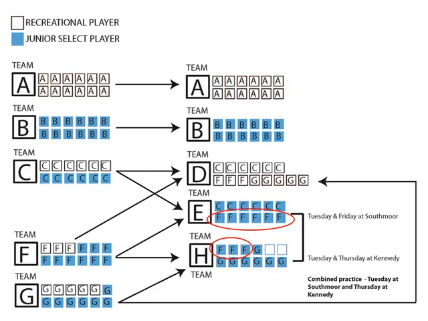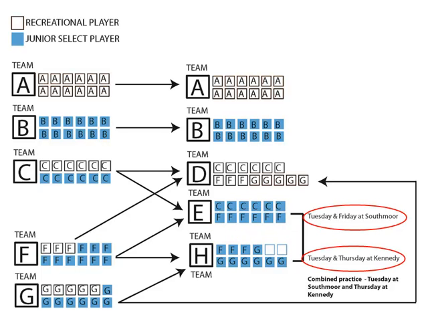Now we can talk about how we came up with training days. So let's say Team E was mostly practicing on Tuesdays and Fridays at Southmore. Team H was mostly practicing Tuesdays and Thursdays at Kennedy. We'll have each team meet in the middle, and their combined practice for this example would be Tuesdays at Southmore and Thursdays at Kennedy. So each team will have to meet in the middle to make their new training times and schedules.